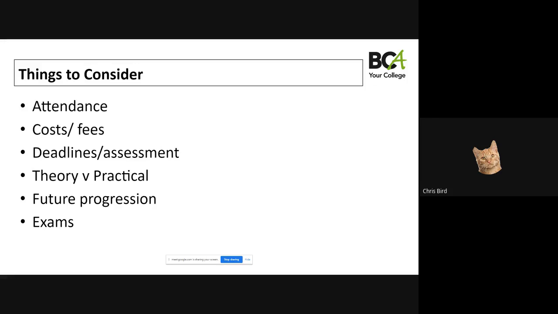Think about deadlines and assignments, because certainly with the BTEC qualification, you do need to make sure you meet your deadlines, and theory versus practical as well. So if you're someone who just likes theory or just likes practical, you need to bear in mind it's a mixture of both. And think about where you want to go in the future. So future progression, whether this course will get you there, and will you be happy doing exams? So these are the sort of things you need to consider. But if you've got any questions around any of those, then you can ask the relevant people after this video.